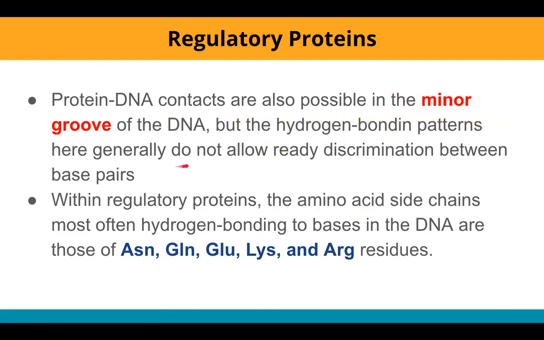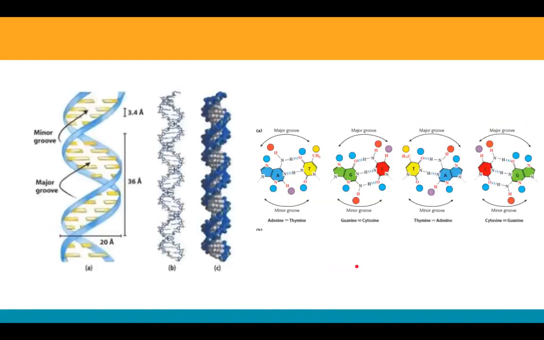But the hydrogen bonding patterns generally in the minor groove do not allow ready discrimination between the base pairs. So within the regulatory proteins, the proteins that bind to the DNA, remember that proteins are made up of amino acids. Now the amino acid side chains most often form hydrogen bonds to the bases in the DNA. And these are the asparagine, glutamine, glutamate, lysine, and arginine residues.